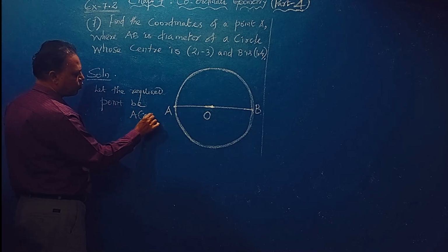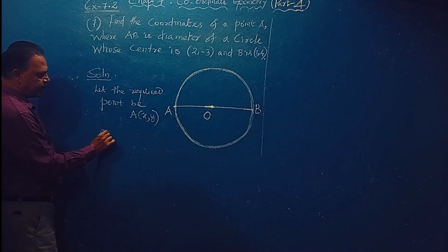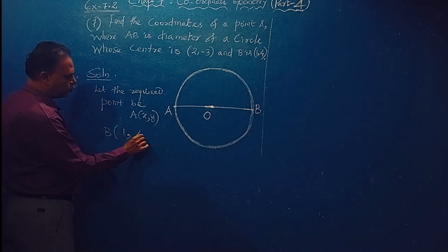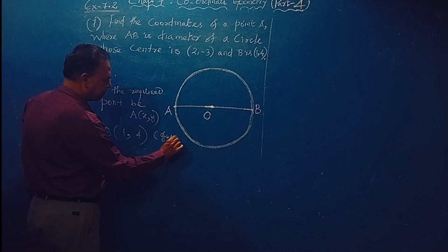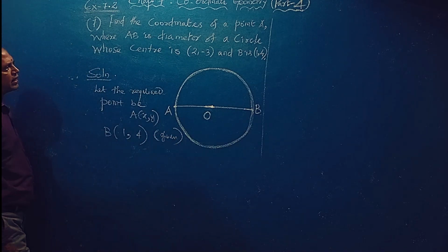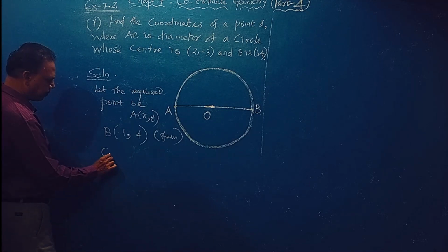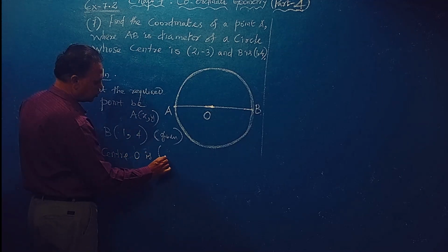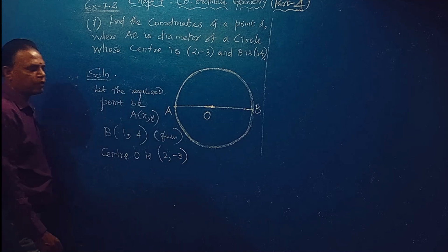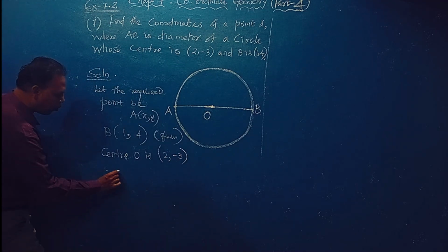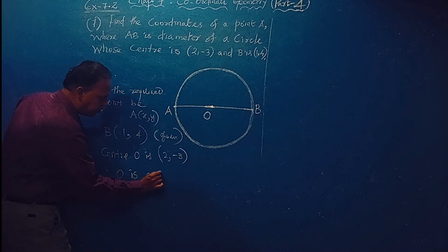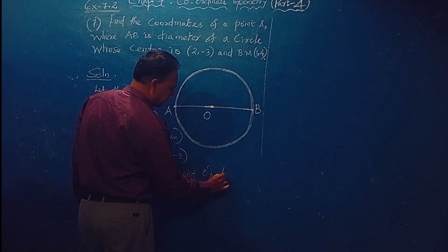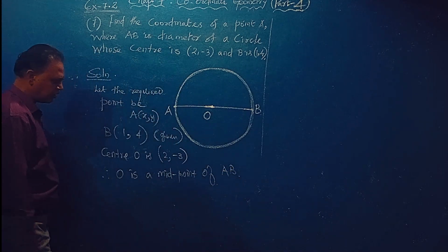A is x, y, you take x comma y. B is given, B is (1, 4). It's given. B is given, and center O is given. Center O is (2, -3). Therefore, O is the midpoint of AB.